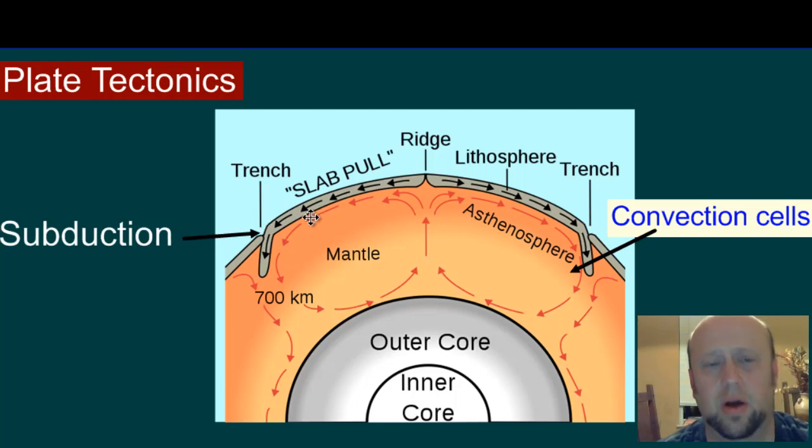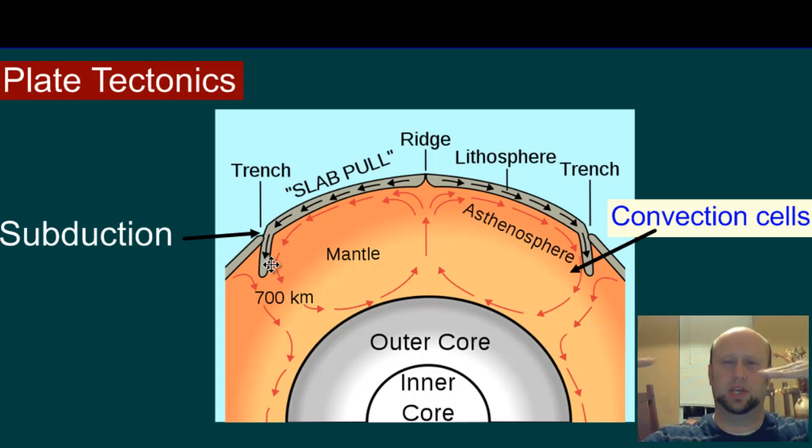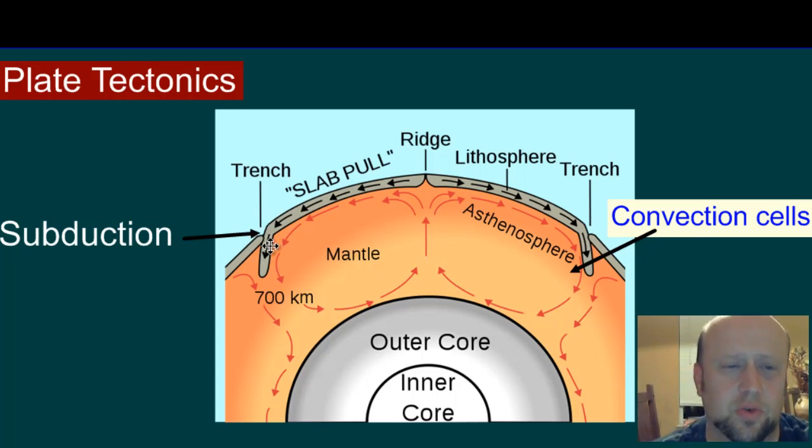Right here where one plate is sliding under another, this is what's called subduction. So you've got plates coming together. Oceanic plates are heavier than continental plates, and so the oceanic plate goes down under the continental plate. That's going to have all kinds of implications. You can see here that we're getting a trench formed there. It's also going to form some mountains. We'll see that in a second.